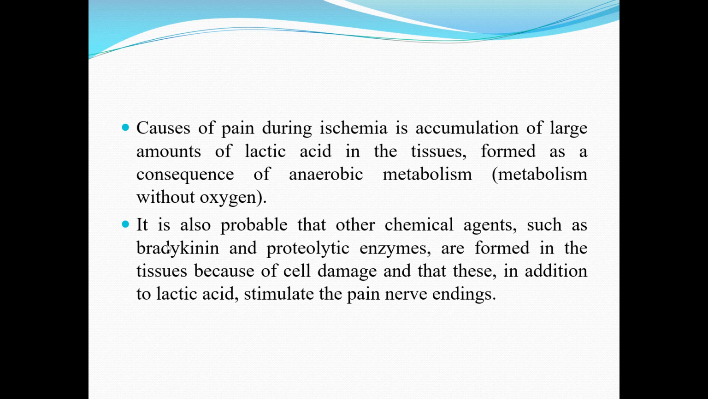Ischemia. What is ischemia? That is actually the lack of blood supply, lack of normal blood supply. There is accumulation of a large amount of lactic acid in the tissues, which is formed as a consequence of anaerobic metabolism, the metabolism without oxygen. It is also probable that other chemical agents like bradykinin and proteolytic enzymes are formed in tissues because of cell damage, and that these, in addition to lactic acid, stimulate the pain nerve endings.